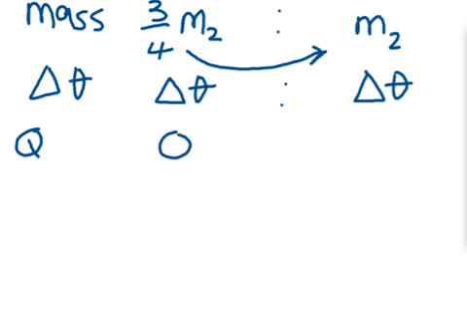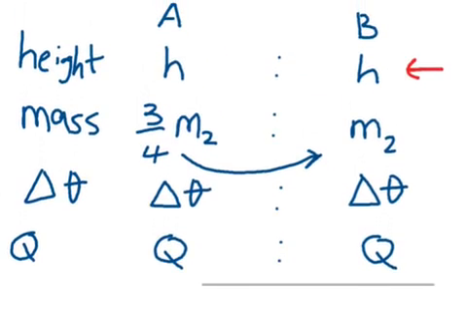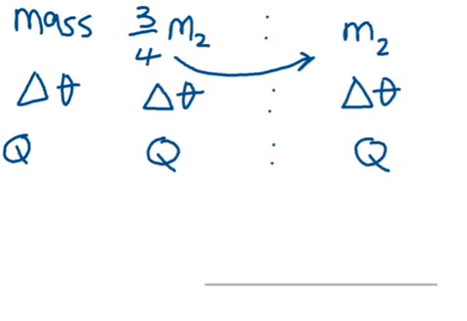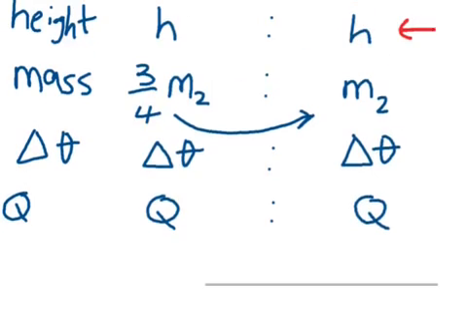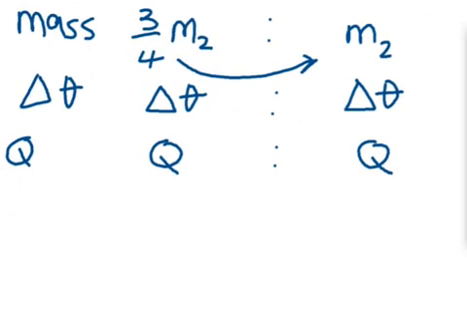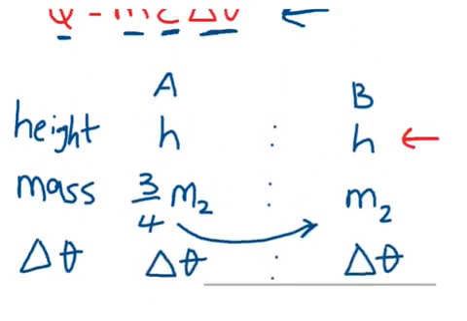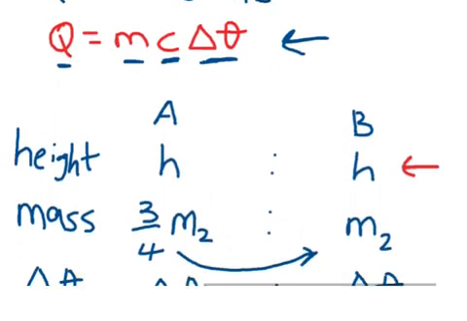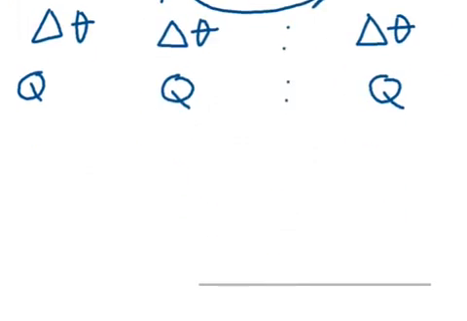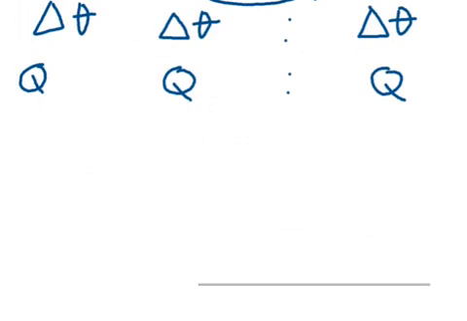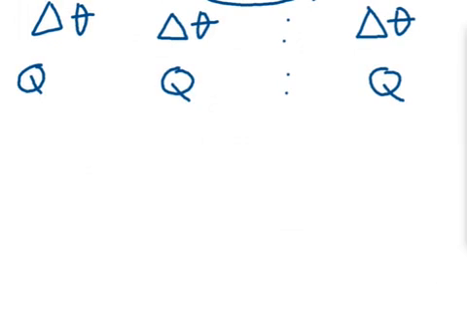Quantity of heat is the same, Q ratio Q. So now at this point we have one more quantity which we have not brought out, and that is the quantity we are looking for, which is the specific heat capacity. Remember, that's the quantity we are looking for. We are asked to find the ratio of the specific heat capacity of A to that of B.